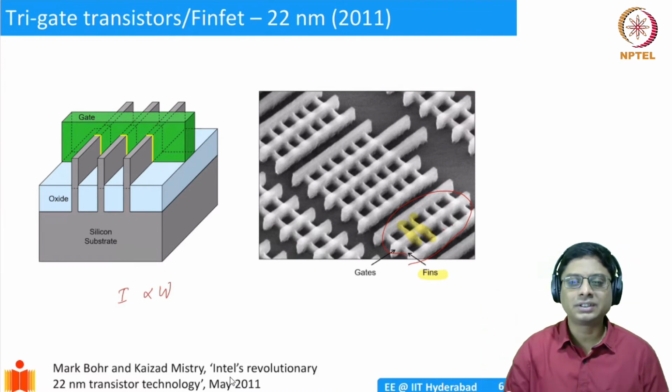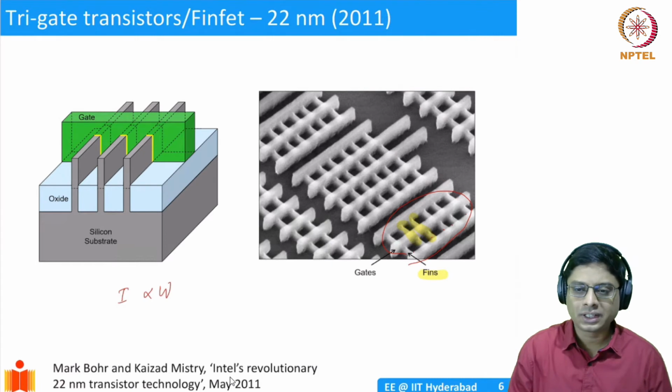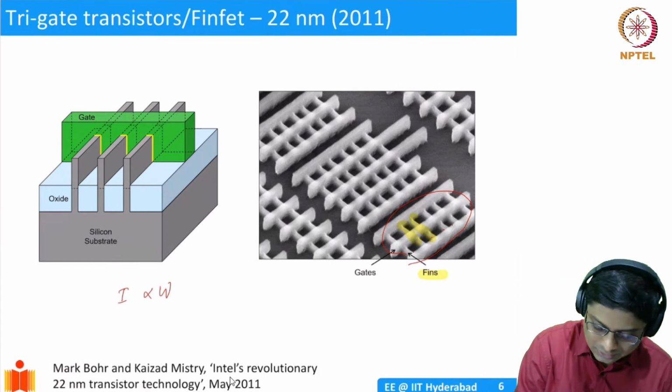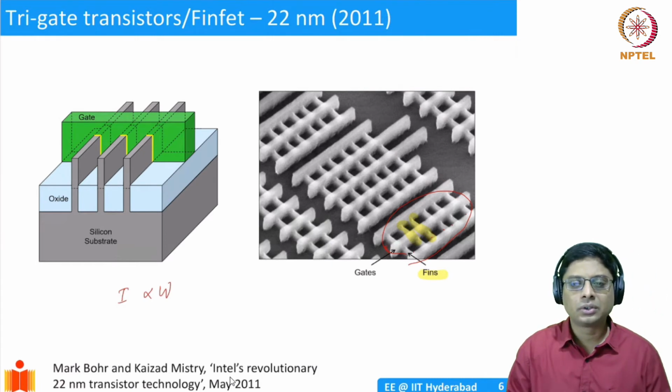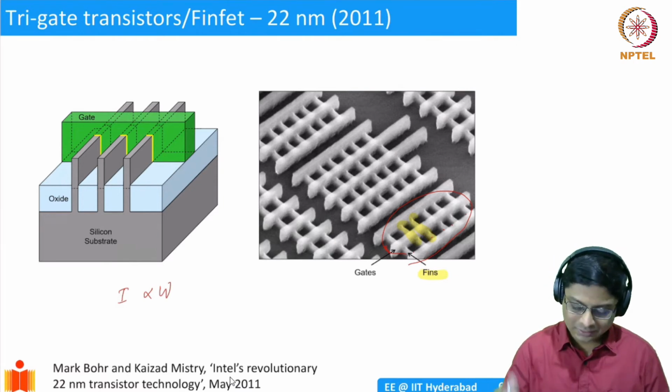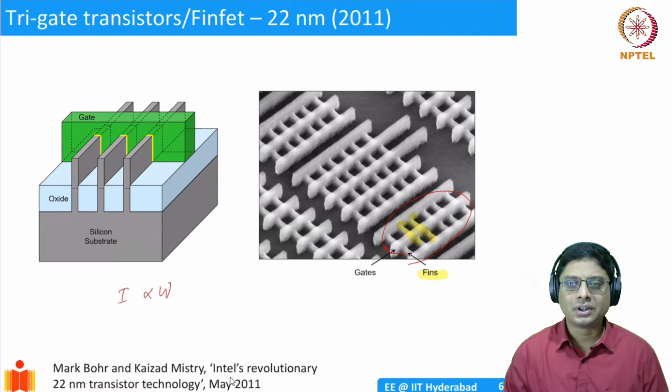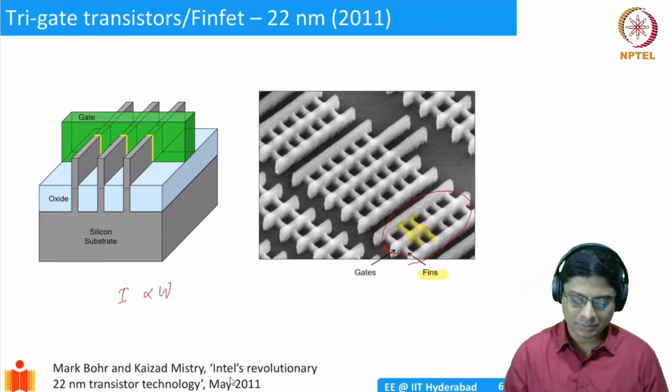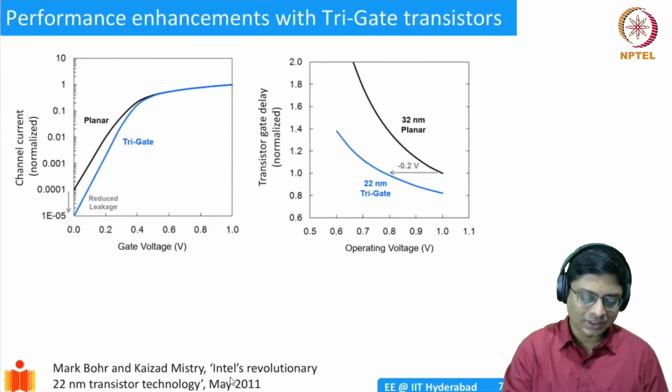We can estimate the width. And of course, the gate length will clearly be the length of the transistor. Okay. So this is how Intel managed to do it in 2011, and we have the FinFET technology. Okay. It looks beautiful, but what is the exact benefit in terms of performance? That you can see in these graphs here.